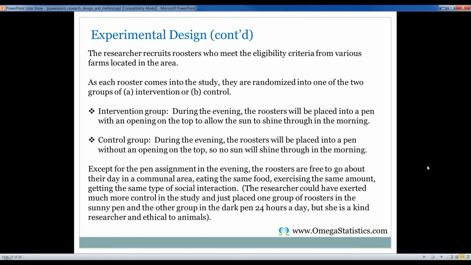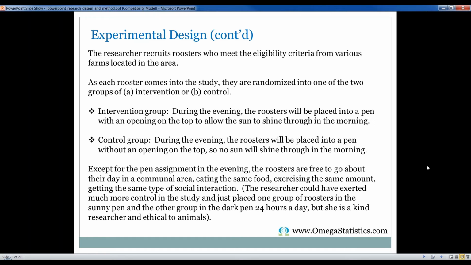So the researcher could have exerted much more control in the study and just placed one group of roosters in the sunny pen and the other group in the dark pen 24 hours a day, but she's a kind researcher and ethical to animals. So yes, that's a limitation of the study, that she didn't confine them 24 hours a day for a week into their pens.